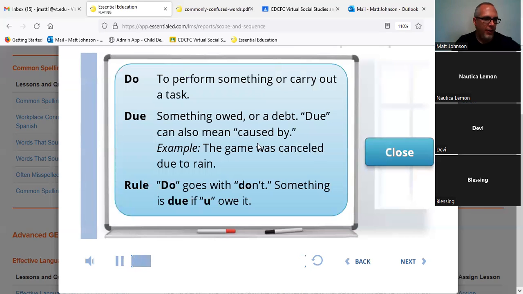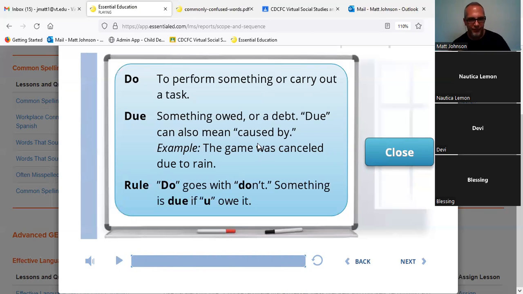Do, spelled D-O, means to perform something or carry out a task. Due, spelled D-U-E, means something owed or a debt. Due can also mean caused by. Example, the game was canceled due to the rain. Remember, do goes with don't. Something is due if you owe it.